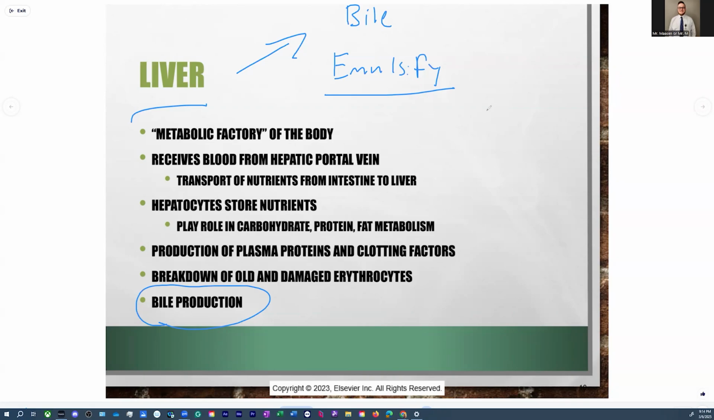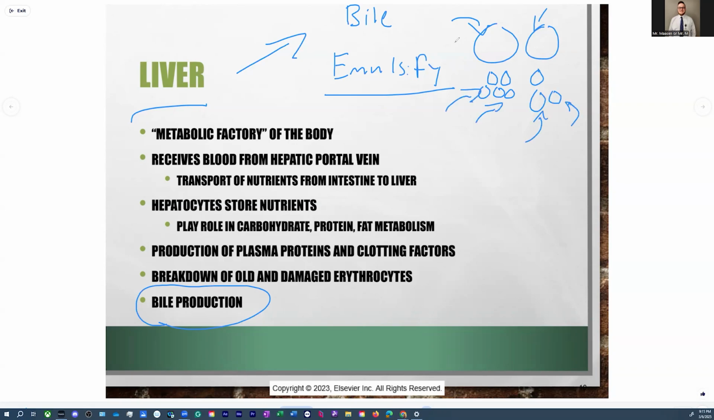So fat, we need to break it down. Our body has given the liver the job of making bile, and bile is this corrosive material that helps us absorb fat by emulsifying it. It basically takes large fat droplets, and bile comes in and helps to break them down by turning them into small fat droplets, so that we can easily have other chemicals break them down.